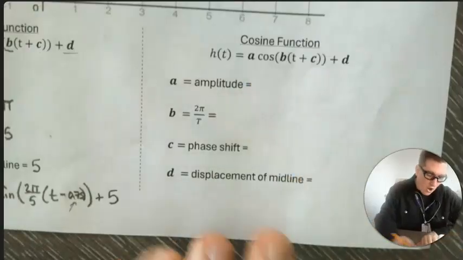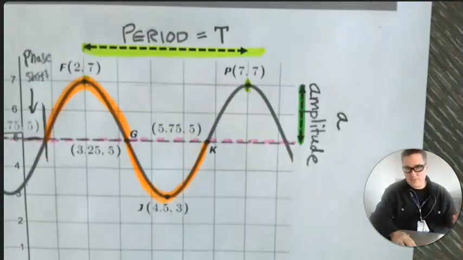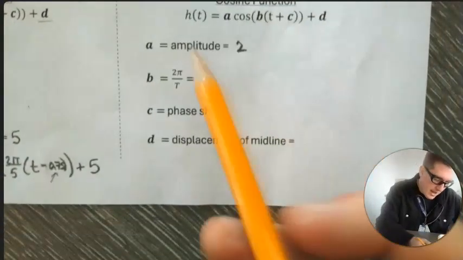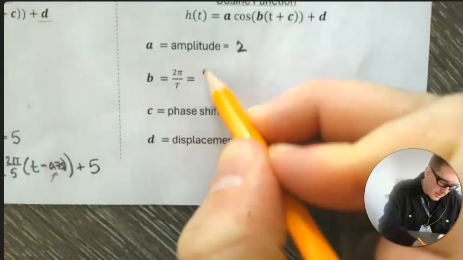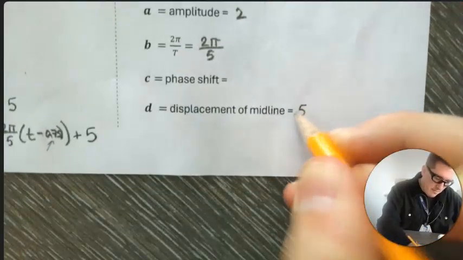Well, actually, all the numbers are going to stay the same. The amplitude of this graph is still 2. 2 pi over 5 is still going to give me 2 pi over 5. And my displacement of my midline is still 5 units. But a cosine function has a different phase.